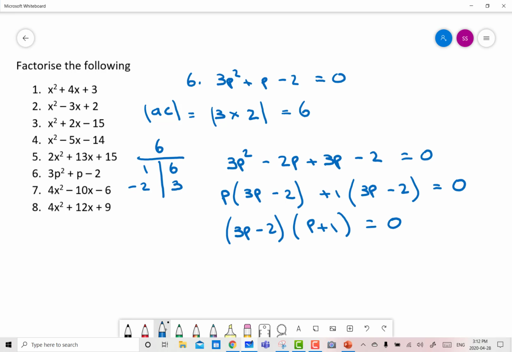So there are our two brackets. On the left-hand side, 3p minus 2 equals 0. So 3p equals 2. So therefore p is equal to 2/3. There's our one answer. And the other one's easier to do in your head. It's a negative 1. So there are our answers to number 6, 2/3 or negative 1. Let's clear that one off.